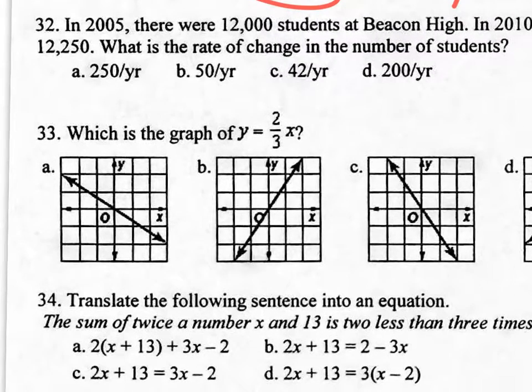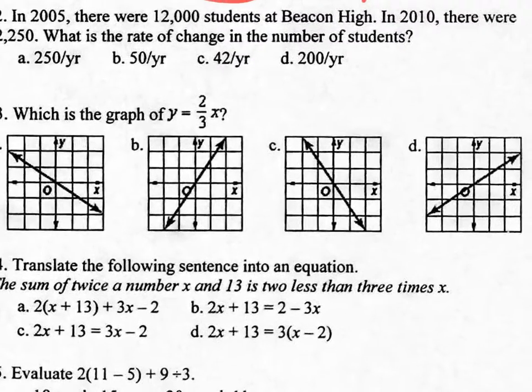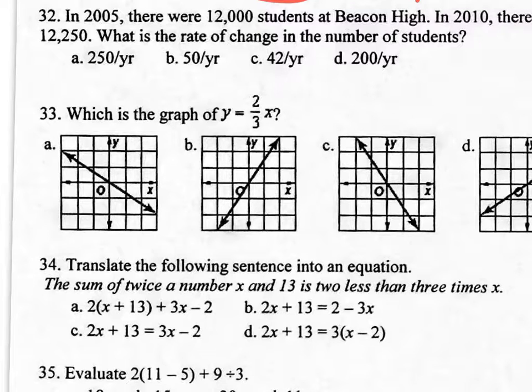Number 32. In 2005, there were 12,000 students at Beacon High. In 2010, there were 12,250. What is the rate of change in the number of students? Okay, rate of change. Hopefully you guys remember that rate of change is just slope, but we don't really have to think about slope in terms of the formula. What we're just going to do is find the difference. Okay, so there was 12,000 and it went up to 12,250. So how many students, or the number of students, how much did it increase by?